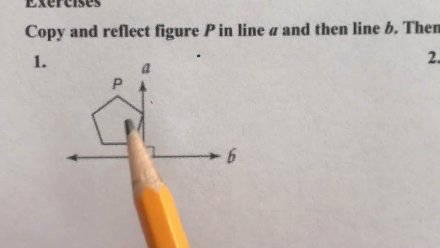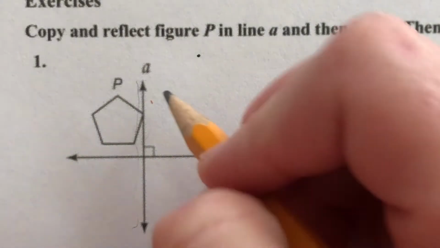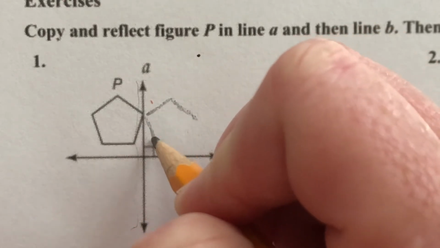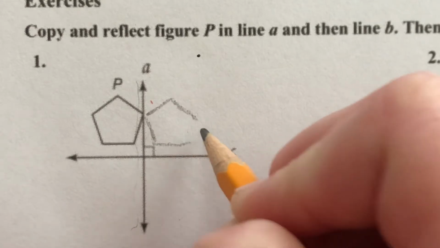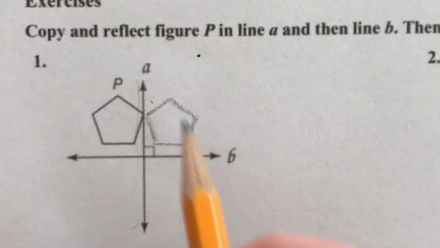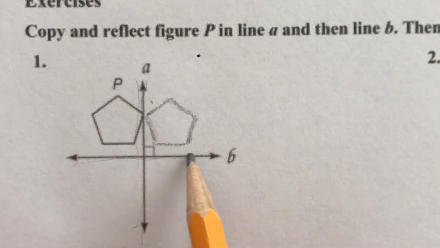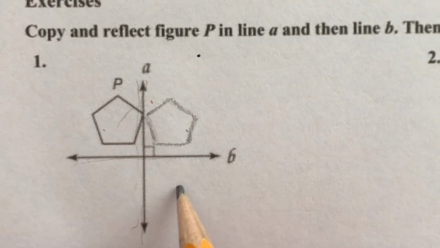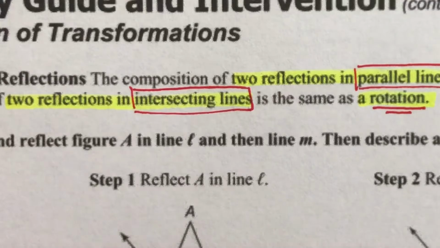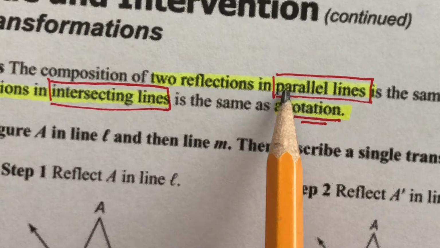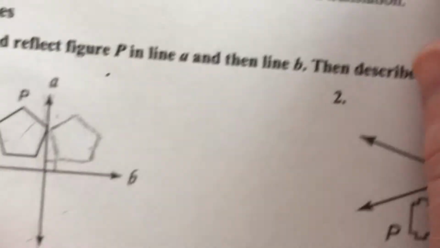Okay, so if I first start off with this pentagon and I reflect it over this line, it's going to look something like this, right? Something close. So that's my first reflection. Notice that these lines are intersecting, right? So reflecting and reflecting is the same thing as a rotation. That was the rule up top. When you reflect over intersecting lines, it's the same thing as a rotation. When you reflect over parallel lines, it's the same thing as a translation. Okay, so that's going to be part of our answer.